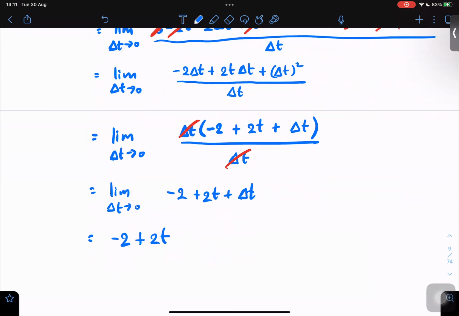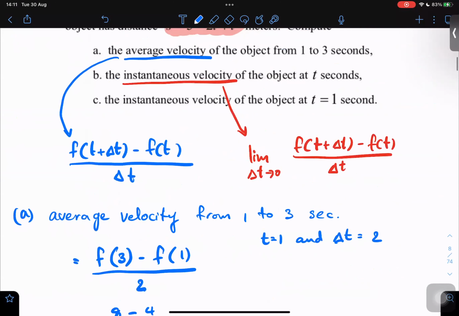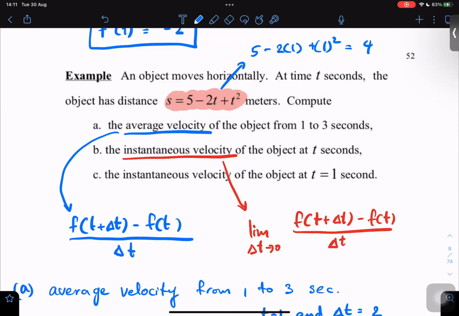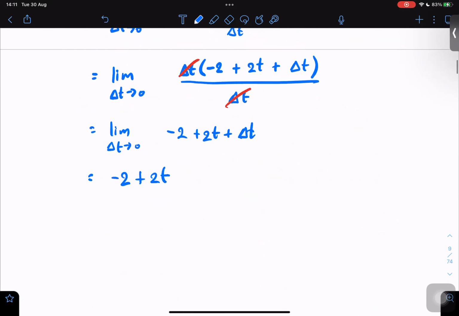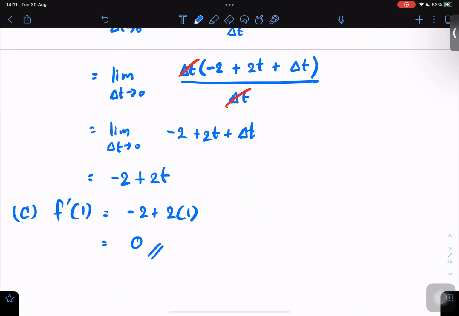Okay, so now you are done with the B part, right? Because they want the instantaneous velocity of the object at t seconds. For the C part, they want it at t equal to 1, right? So for C, they want f prime of 1, which equals minus 2 plus 2 multiplied by 1, which is 0.